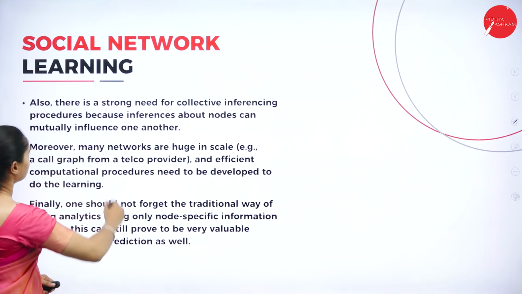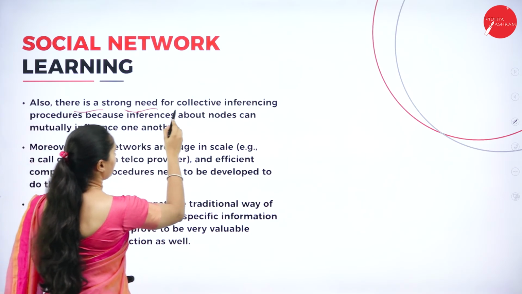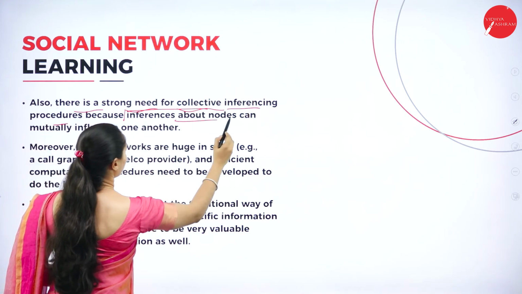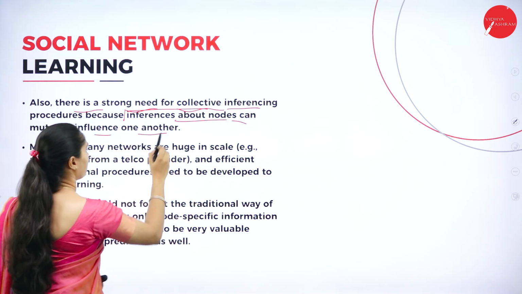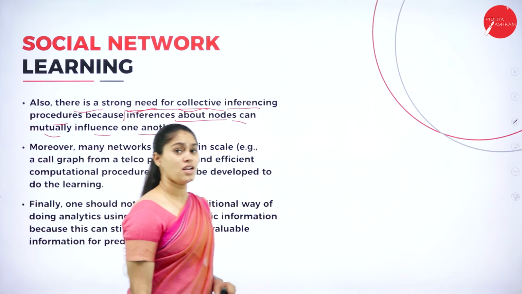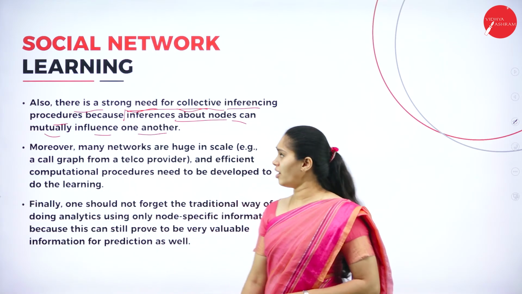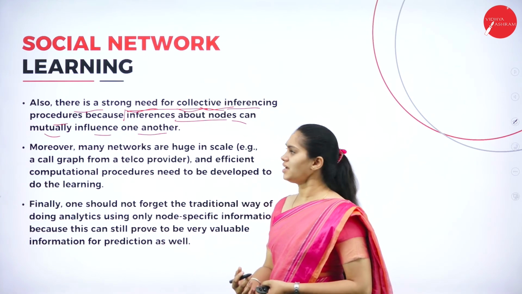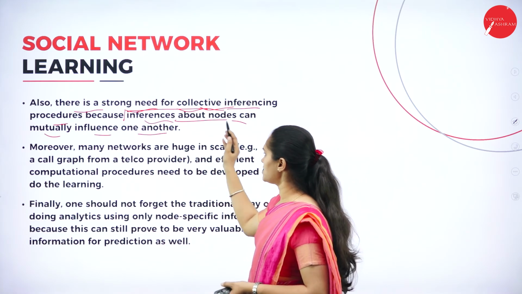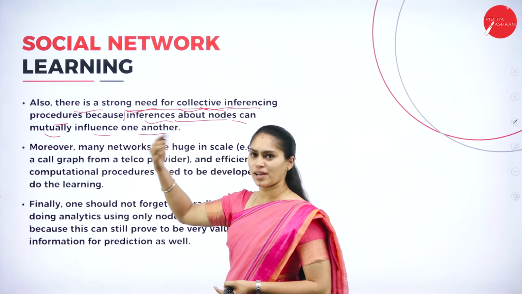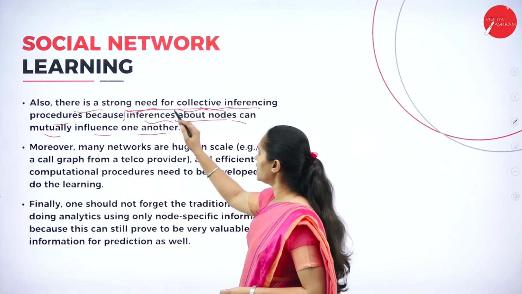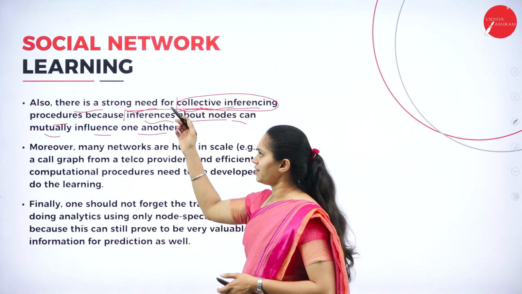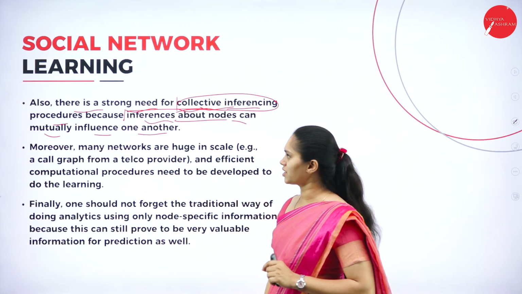What is the next challenge? There is a strong need for a collective inferencing procedure, because this inference is about how nodes can mutually influence one another. Since the data is not independent, we have to have a strong collective inference module. This inference is about how one node is influencing another node. So collective inferencing is going to play a very important role in facing the challenges of social network learning.